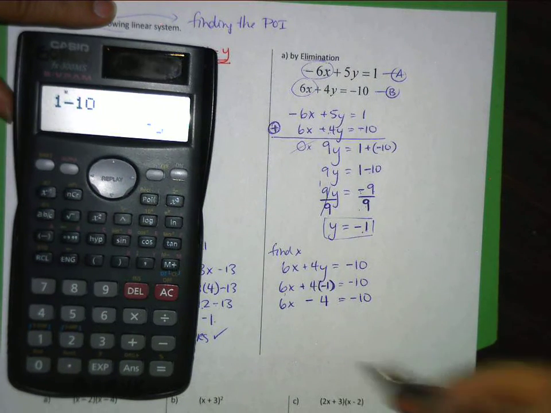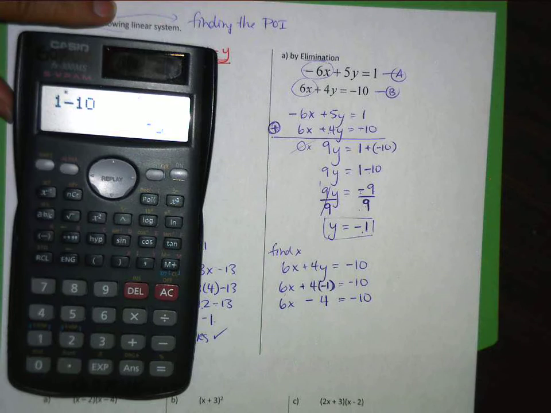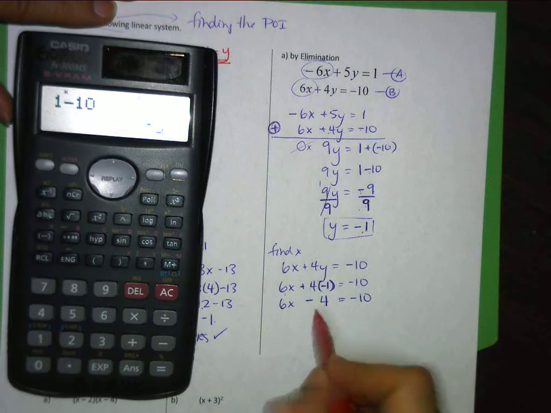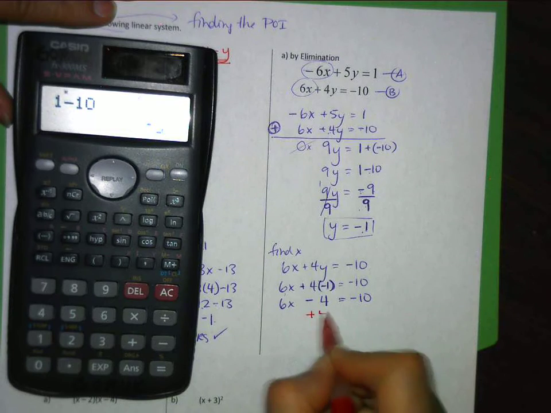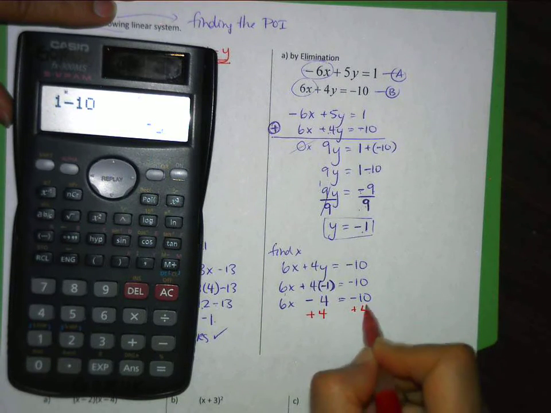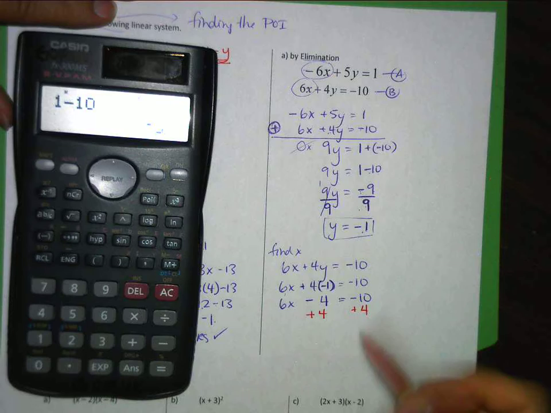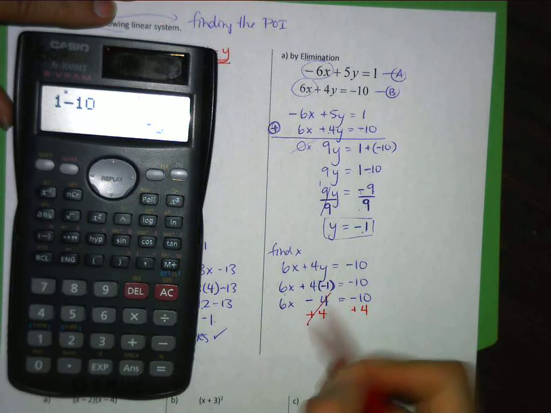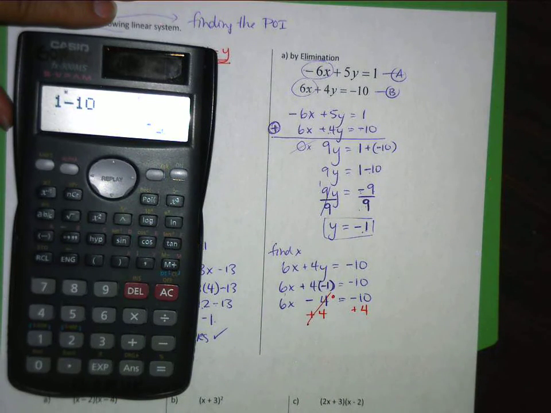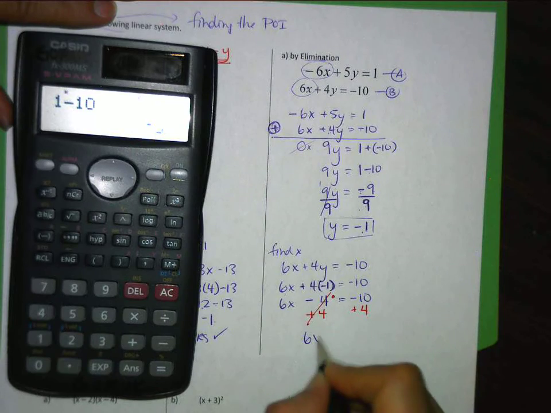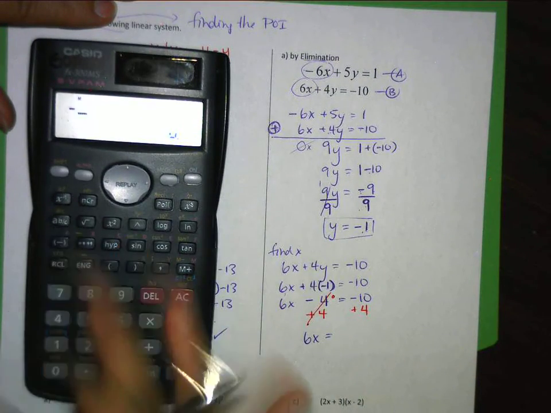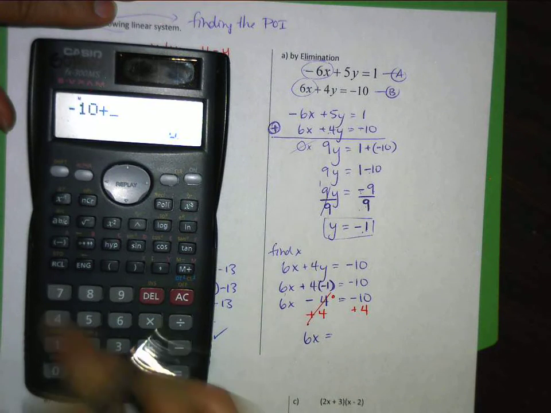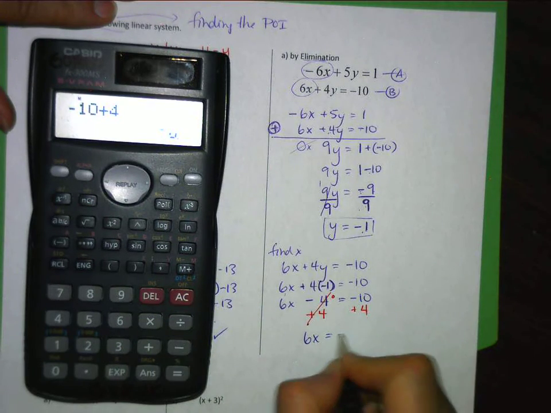And now I need to isolate x, so I need to get rid of this term. The opposite of subtraction is addition. Whatever I do on one side, I must do on the other. The reason I chose this was to make it 0. So I'm left with the 6x on this side. If you need to do the math on your calculator, go ahead, negative 10 plus 4, and I'm left with negative 6.